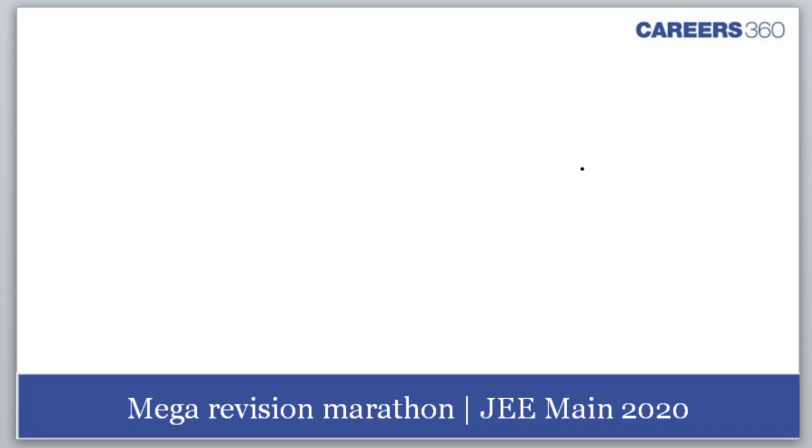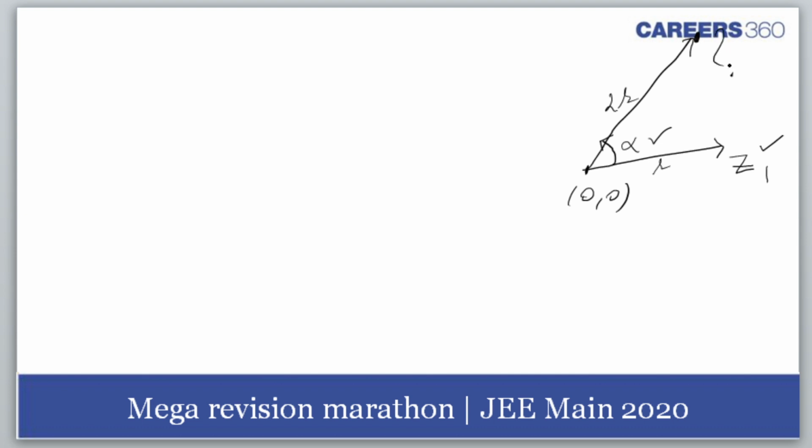So here, let's say the question in rotation is, let's say this is Z1. This vector is Z1. This is the origin. I have been given Z1 and I have been asked to rotate it by an angle alpha anti-clockwise. So this angle is also given. And I want to rotate it and increase the modulus to twice its size. So if this is R, I want this to be 2R. So what is the resulting complex number is my question. That's what the question comes out like.